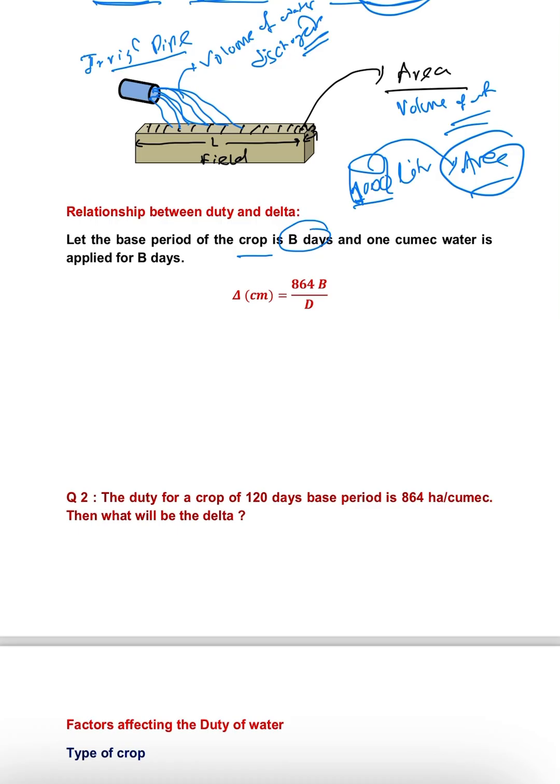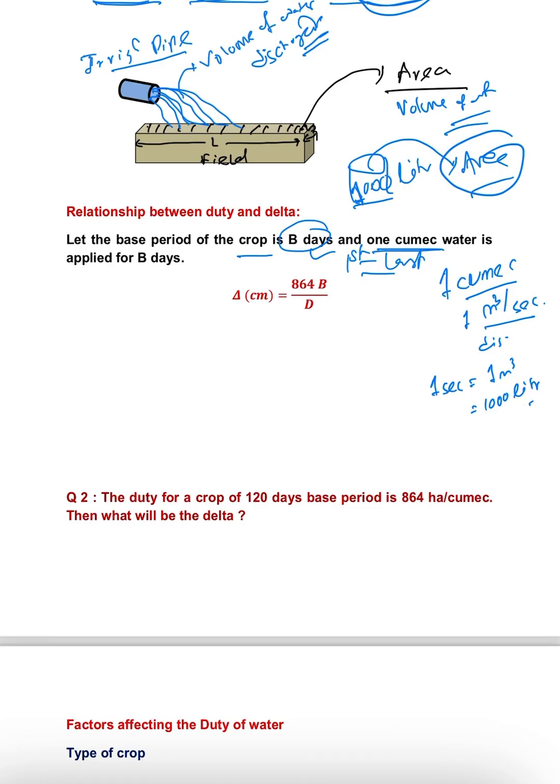If the crop base period is B, and base period means first irrigation to last irrigation, and 1 cumec of water discharge is there. First of all, 1 cumec means what? 1 cumec means 1 meter cube per second. This will be the discharge. That means within 1 second, how much water will come? 1 meter cube of water will come. This 1 meter cube means 1000 liters of water will come.